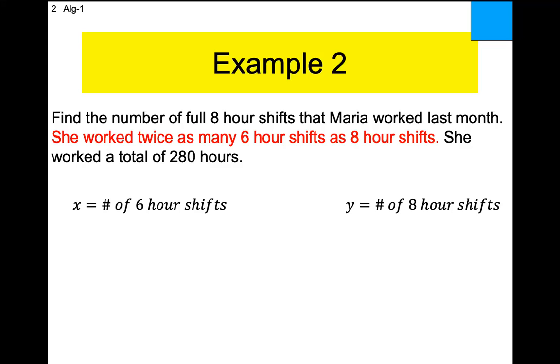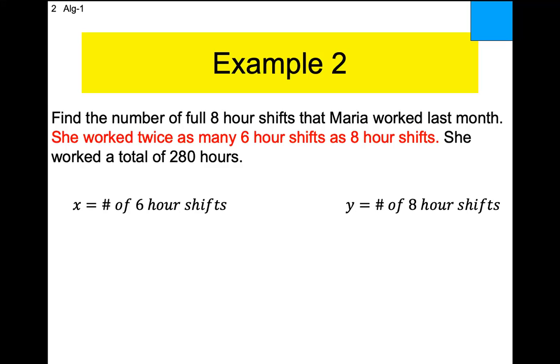It doesn't say she did the same number of 6 hours as she did 8 hours. What does it actually say? Twice as many. So if it's twice as many, is it balanced right now? One of them is twice as many as the other. It's heavier. Well, how do I make them equal?